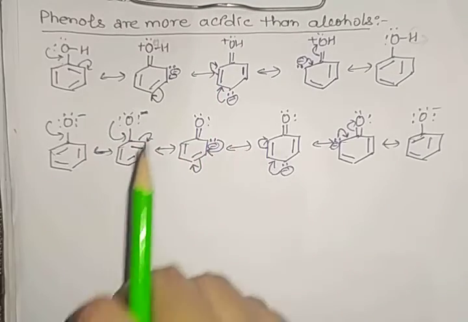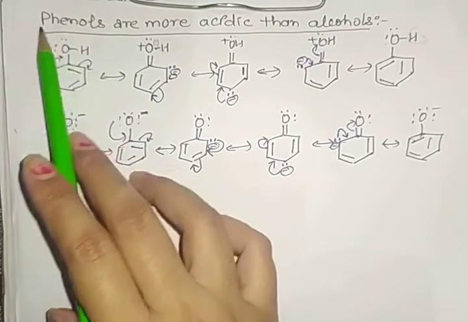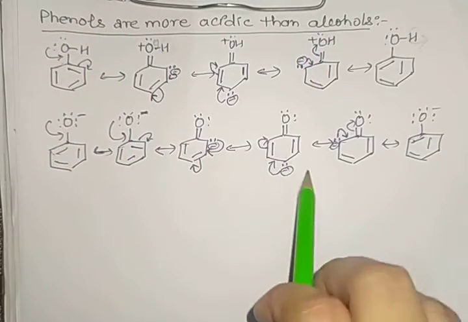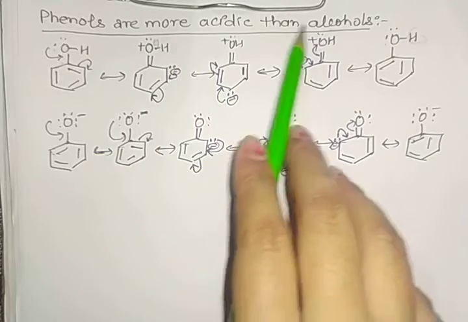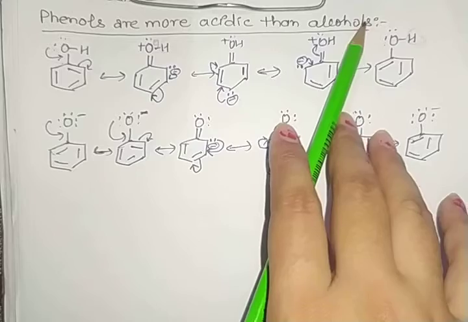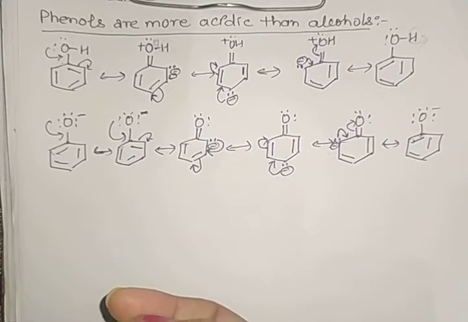So now we can say that phenols are more acidic than alcohols. Why? Because in phenols there is formation of the phenoxide ion. In alcohols there is no resonance, so there is no formation of, we can say, alkoxide ion. Clear?